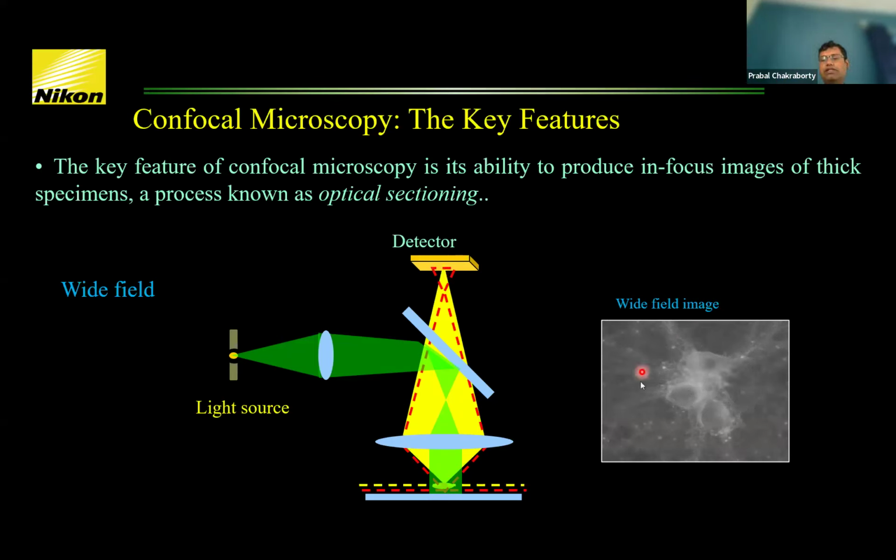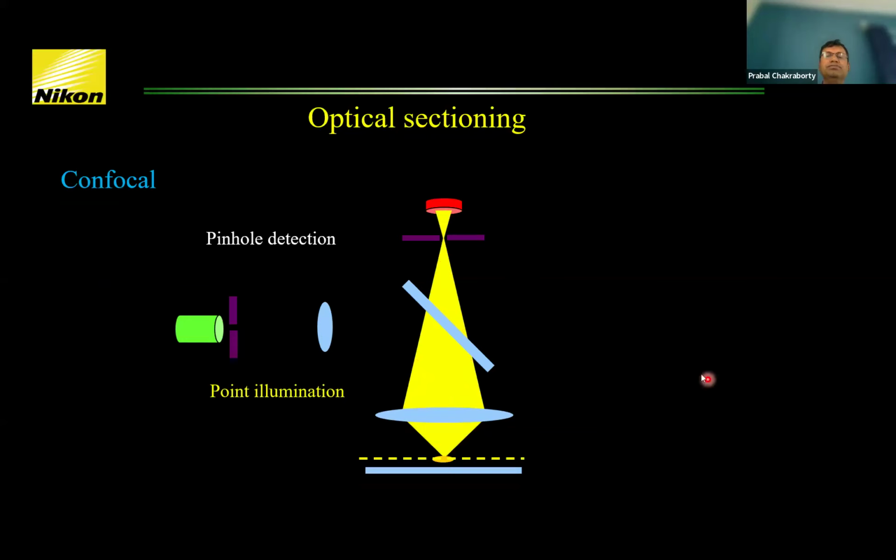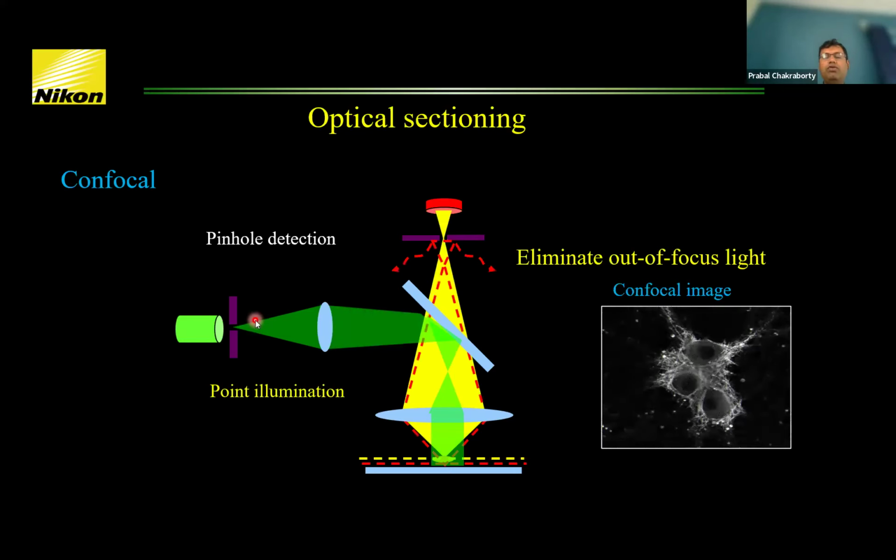You can see, let's say this is my sample where I want to see small puncta kind of structures. Here, due to the background, it is very difficult. But in the case of confocal, we have a pinhole. Probably you have heard about that. A pinhole is a physical aperture which is placed at that point. Whatever out of focus light is coming gets discarded by this pinhole. Only the light coming from the focal point can reach the detector.